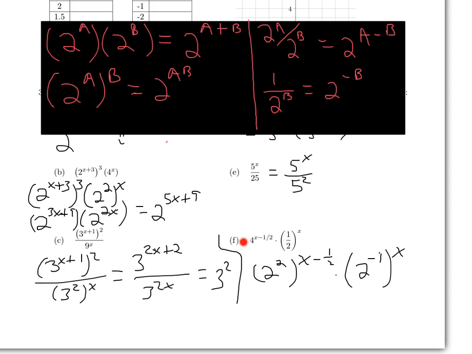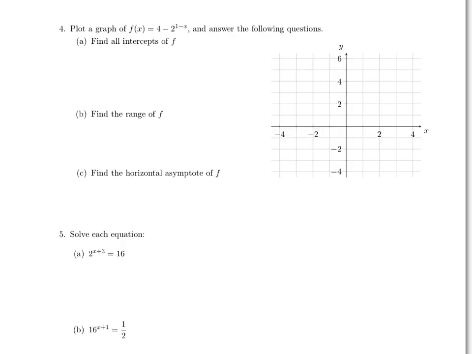And so I've changed this 4 to be a power of 2. I've changed this 1/2 to be a power of 2. Now I've got just powers of 2 everywhere. And so again, I can use a combination of these 2 rules to simplify that to a single power of 2. Okay, there were some things about domain and range and intercepts.